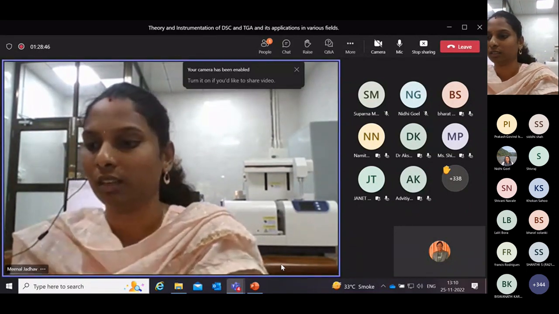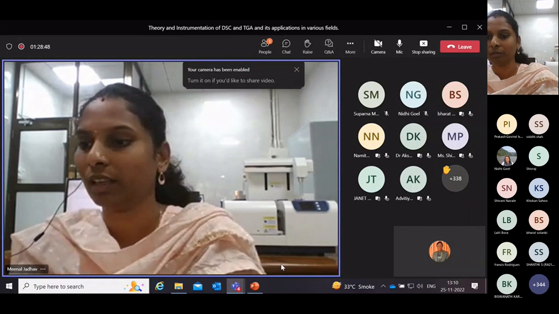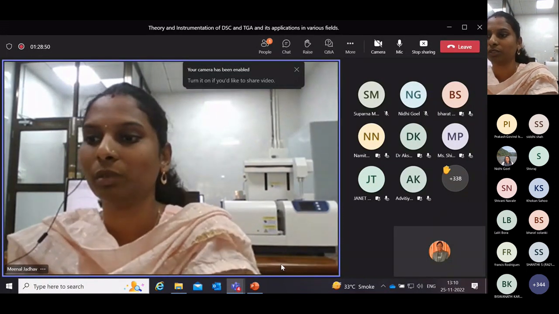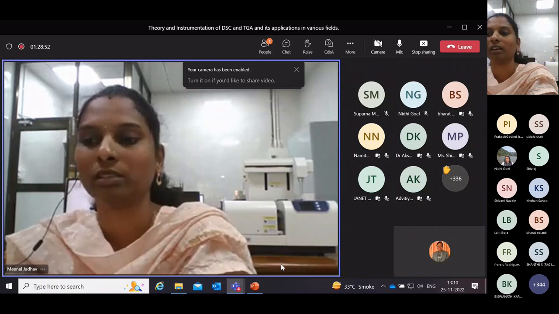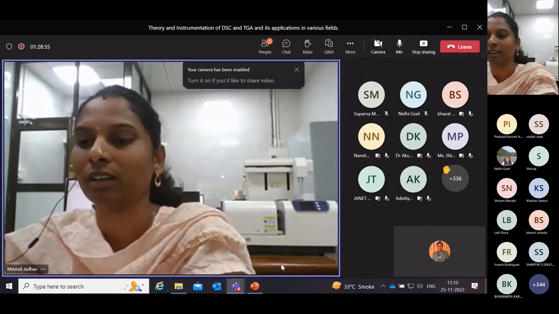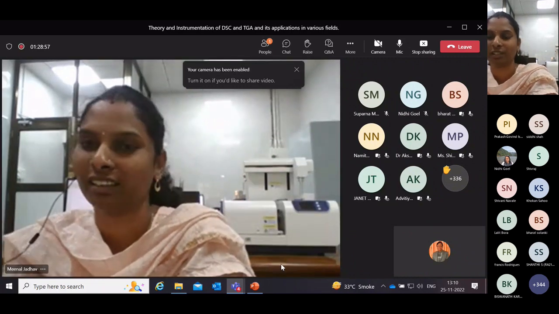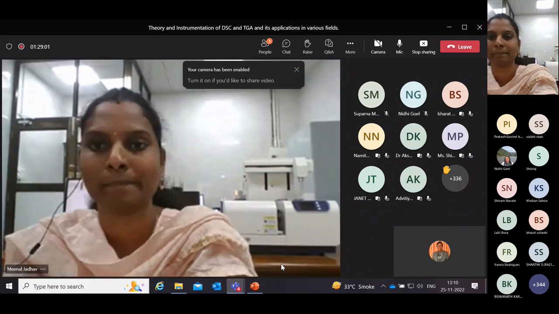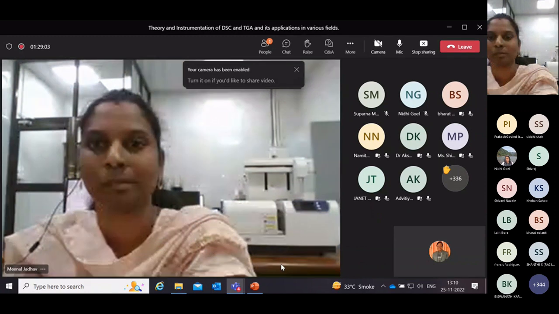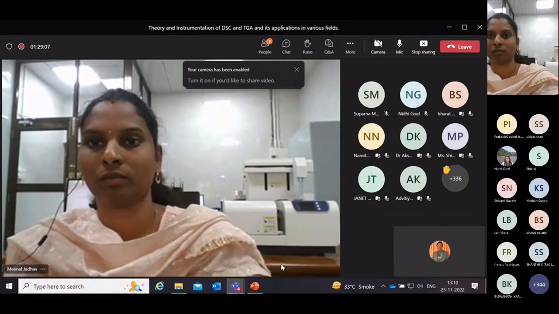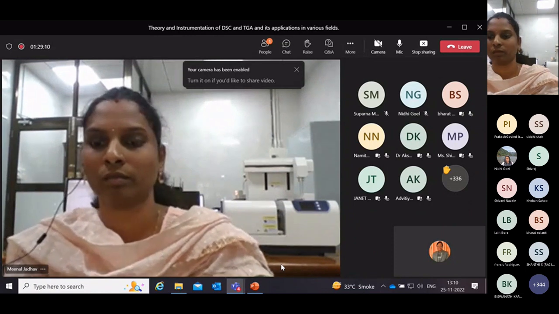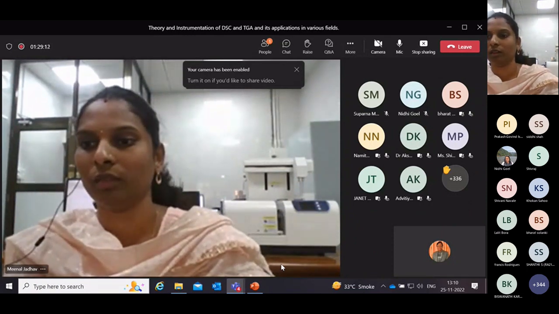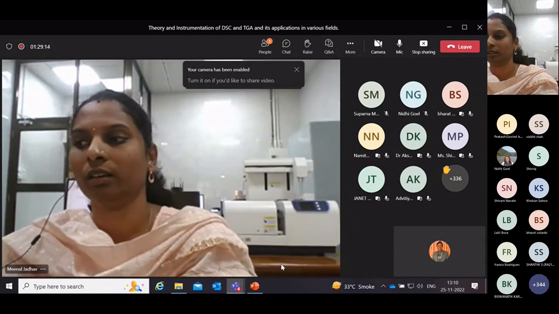There are some questions for DSC also. Can DSC be used for protein stability studies? That's what I said, protein denaturation. You have a protein sample and you run it, and you can determine at what temperature the protein is denaturing, or the protein peak is seen, which is called a phase transition. So DSC is used for protein studies, protein denaturation studies more precisely.